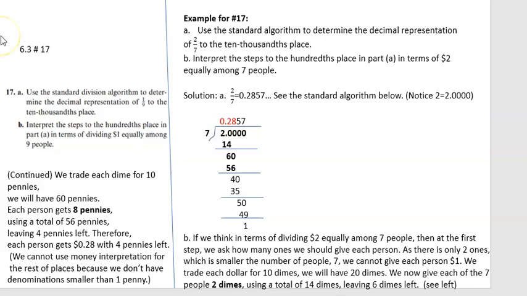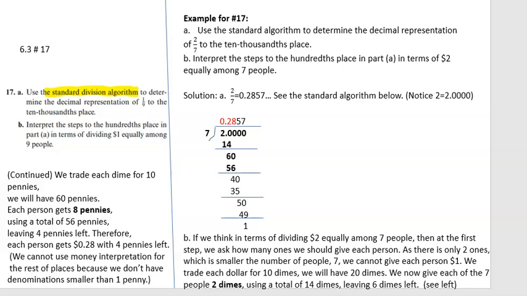Section 6.3, Homework Problem 17. Use the standard division algorithm, which is the long division process, or we call the common method, to determine the decimal representation of 1/9 to the 10,000th place. And number 2, part B, we need to interpret the steps in terms of money.